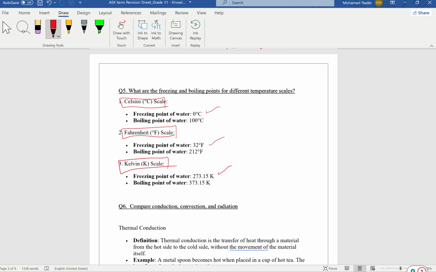The boiling point in Celsius is 100 Celsius. The boiling point of water in Fahrenheit is 212. But in Kelvin, adding 273.15 to 100, you will convert it to Kelvin, so it becomes 373.15 Kelvin.